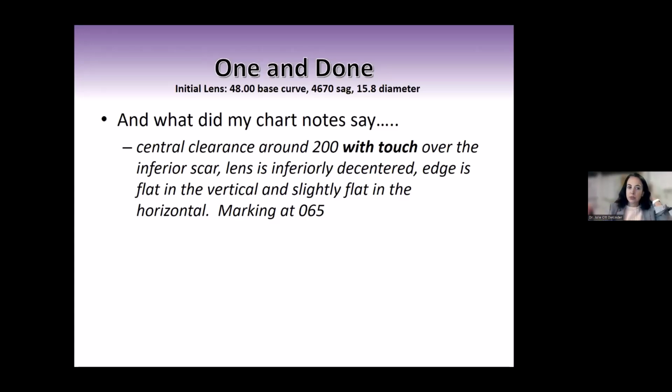In this case, since it was a first fitting, instead of putting a new lens on, I took a gamble and I said, I'm just going to increase the clearance more than I normally would, knowing I should see clearance at my dispense. I then also had to adjust the periphery.